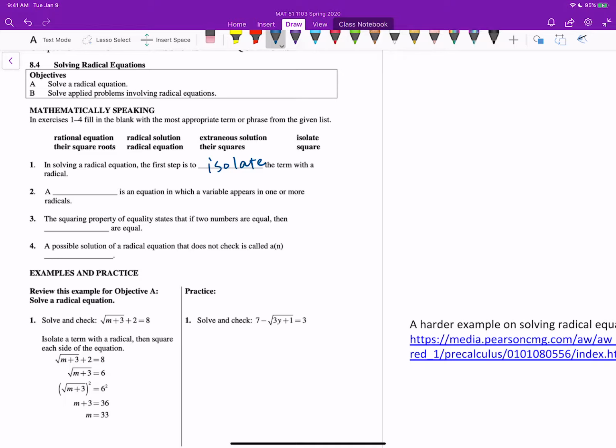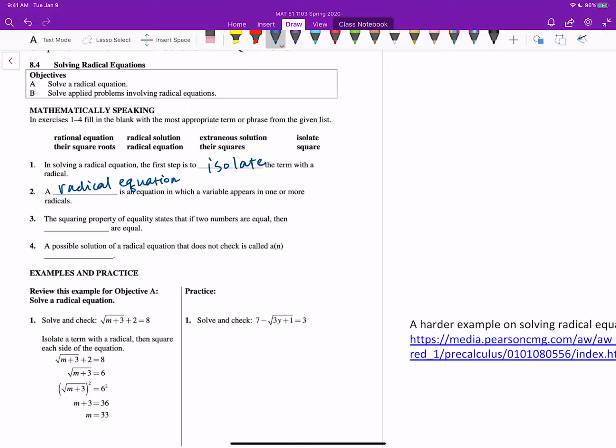Number 2. A blank is an equation in which a variable appears in one or more radicals. This one is referring to the definition of a radical equation. So if you see a radical sign in the equation, chances are it's a radical equation. Most of the time you're going to see square root. Very rarely will you see cube root, but most of the time it's going to be square root.